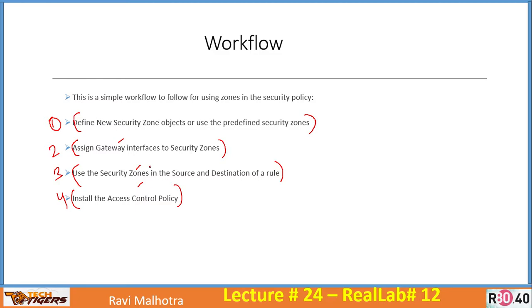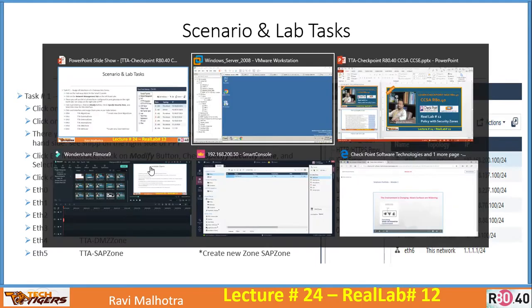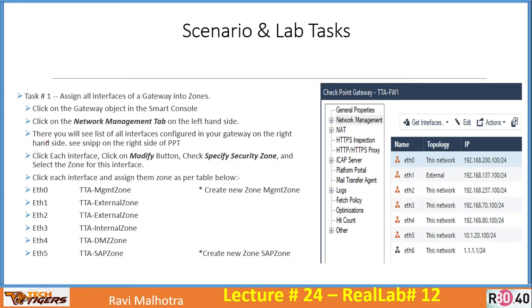So first of all, I'm going to define security zones, right? So let me just start the lab, guys. This is the lab that we will follow now. Scenario and lab task: assign all interfaces of a gateway into zones. That's the lab, and these need to be assigned as per the given instructions in this lab, guys.